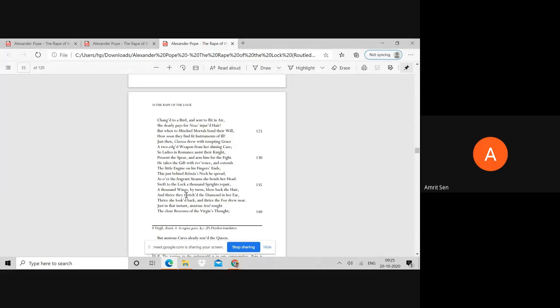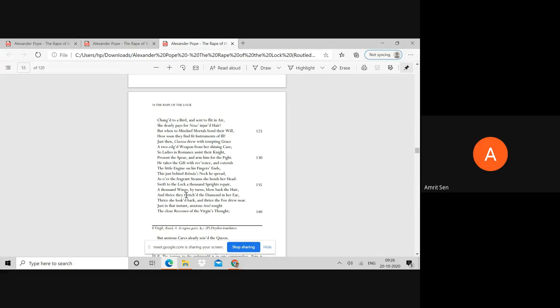"He takes the gift, with reverence and extends the little engine on his fingers' ends." Now, very obviously, the little engine in classical literature is always a kind of instrument. It can also refer to the Trojan horse, which was the engine with which the Trojans were betrayed by the Greeks. So, the Trojan horse was put in Troy, and during the night, the soldiers came out and ransacked Troy. So, the little engine might refer to the Trojan War.